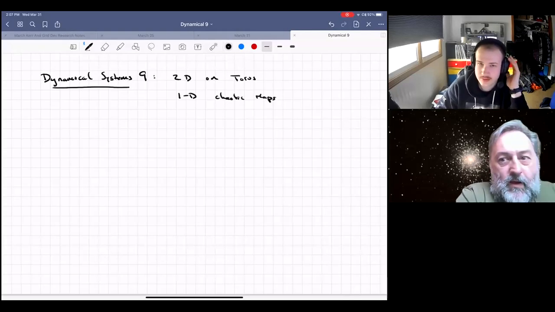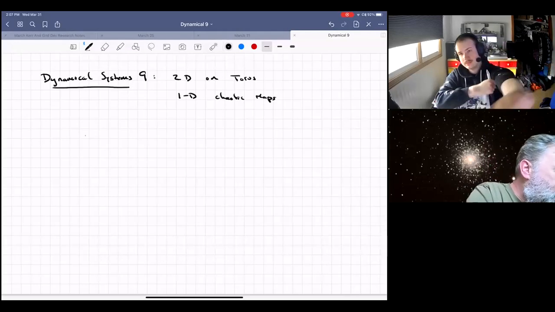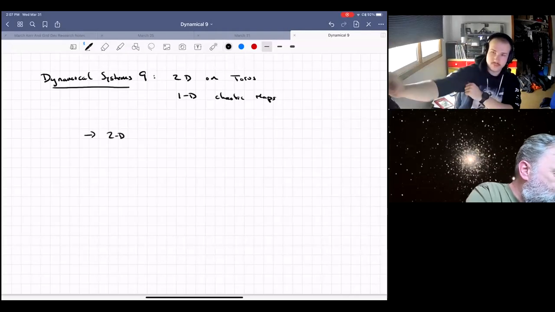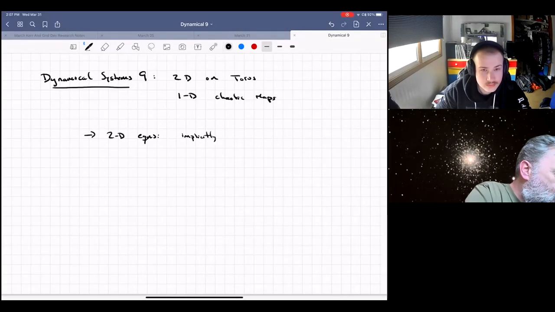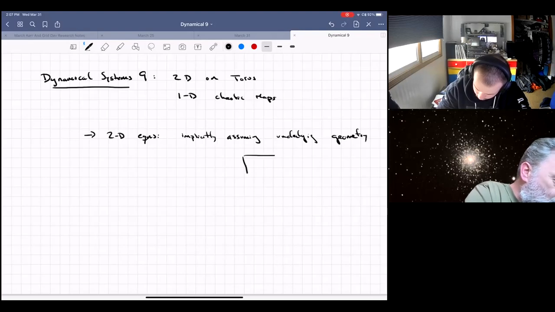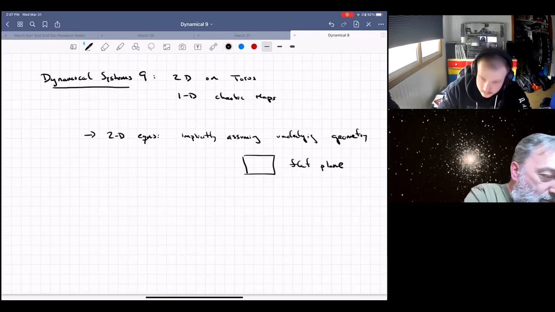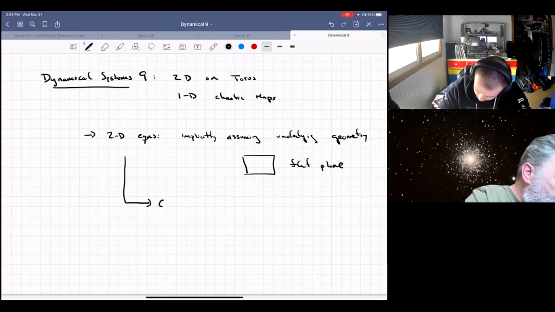I wanted to point out for a minute that in the area of 2D equations that we've been talking about so far, we've been implicitly assuming an underlying geometry that is some sort of flat plane. But there's actually other interesting 2D geometries.